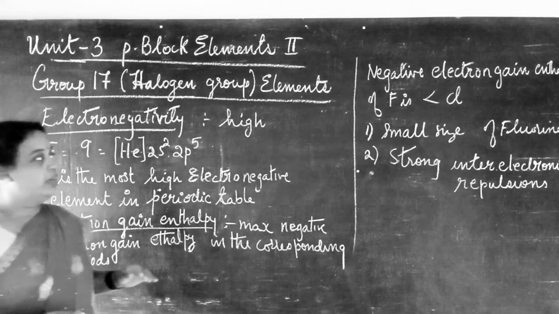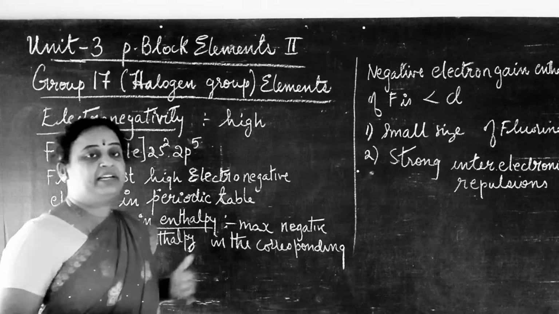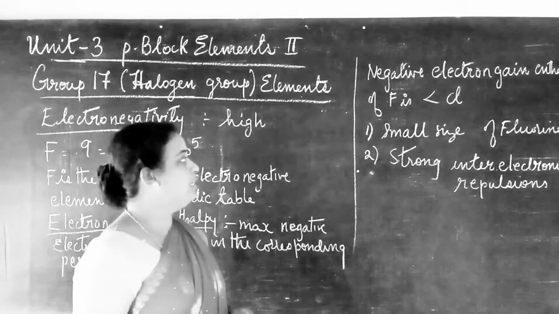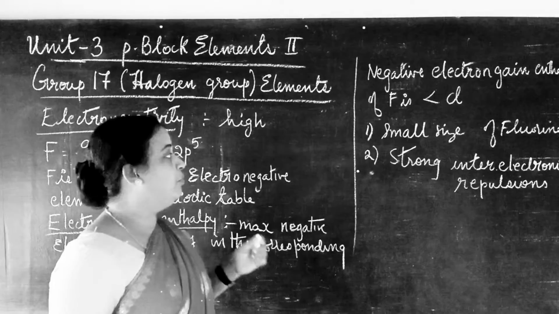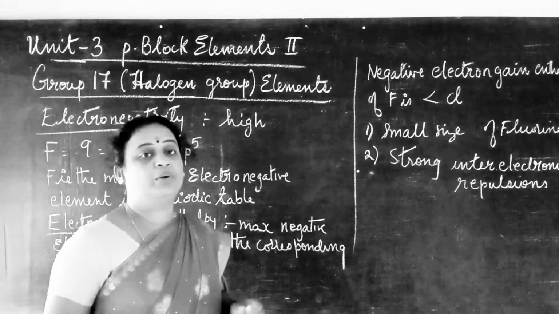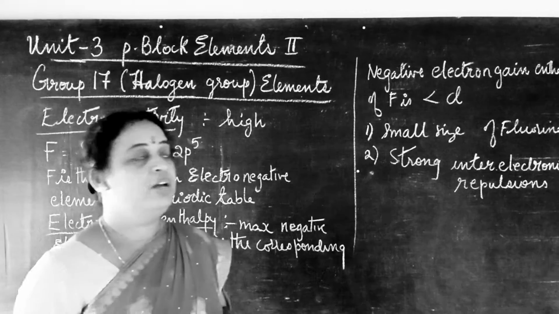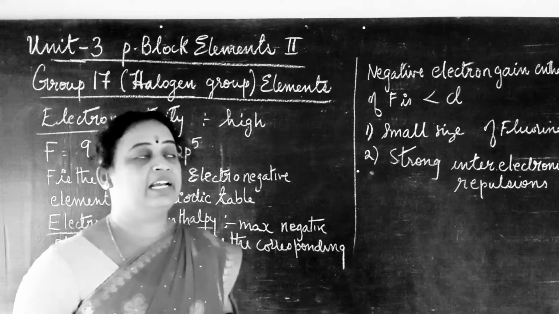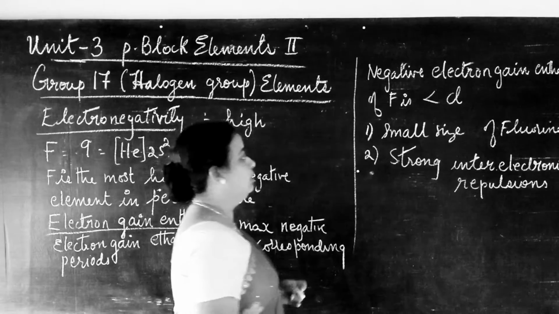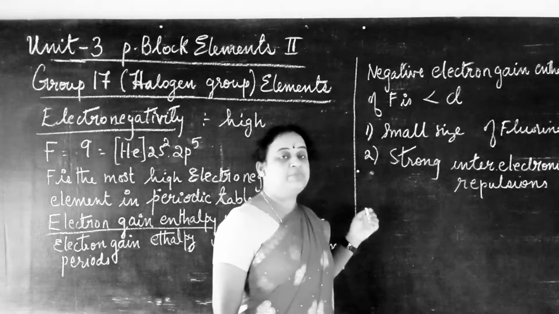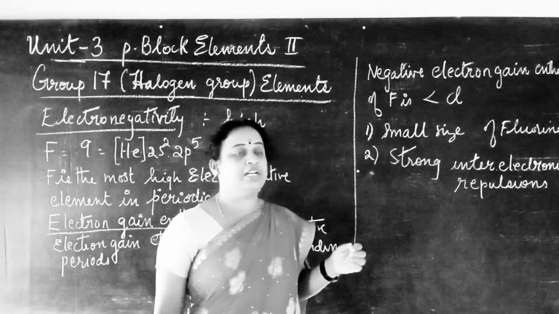But when coming down the group, this electron gain enthalpy decreases. Now there is an exception in that case. The negative electron gain enthalpy for fluorine is less than that of chlorine. That means chlorine has a more negative value of electron gain enthalpy compared to fluorine. What is the reason for that? The reason is that fluorine's size is very small and, moreover, strong interelectronic repulsion takes place.